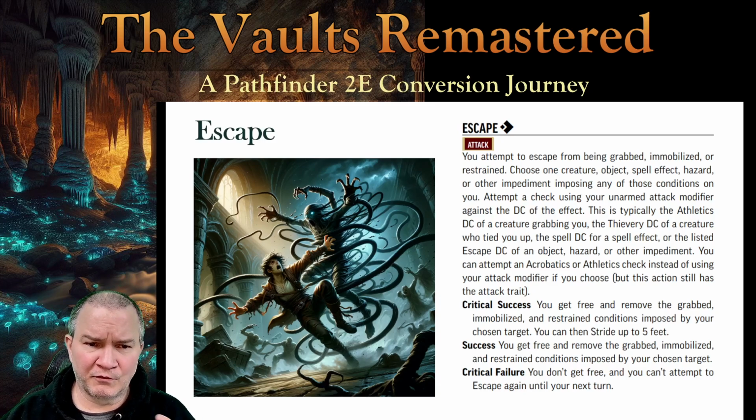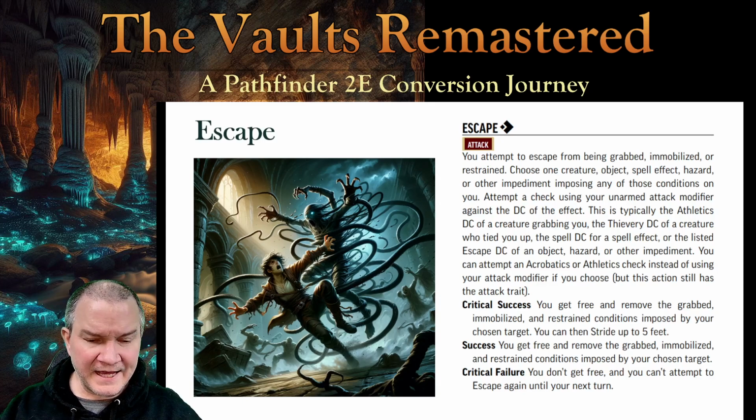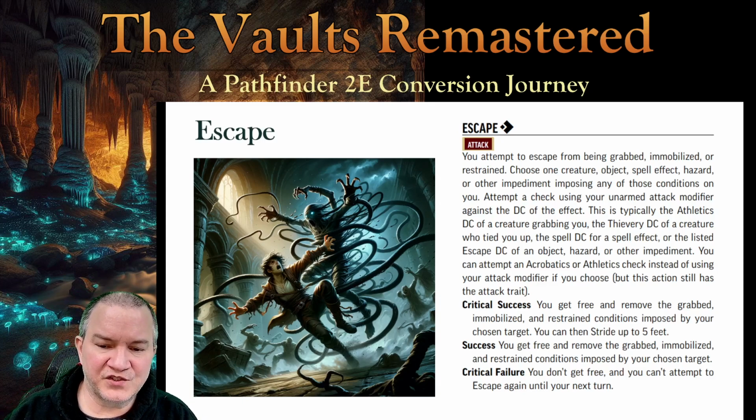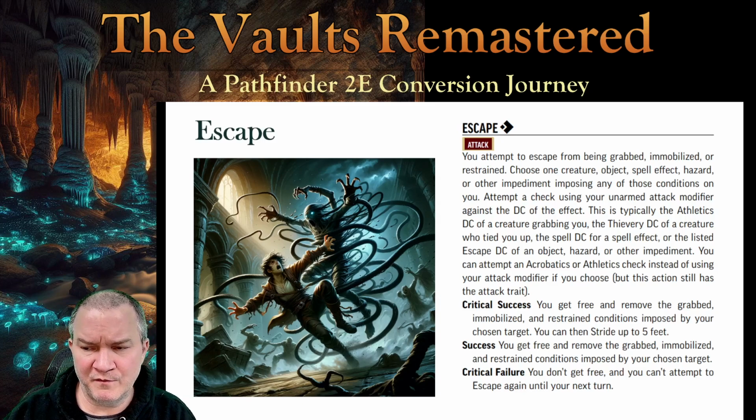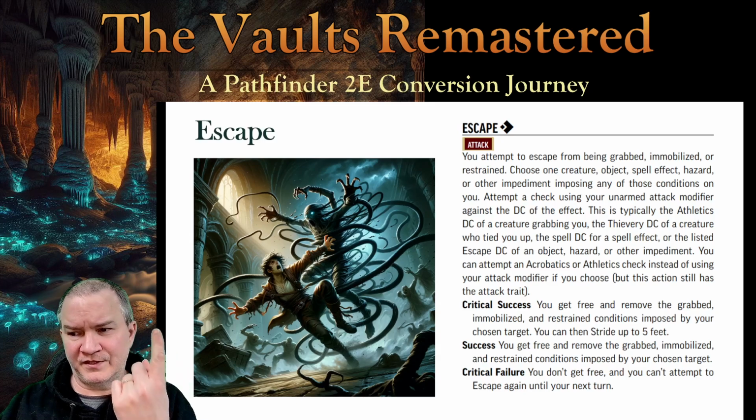Now, you go ahead and you roll against the DC that has you restrained. And then it's got variable degrees of success, like many things in Pathfinder. So if you roll 10 higher than the DC that you needed, you get a critical success. So you get to break free, and it says that you can stride, which is moving. That's the basic movement action, up to 5 feet. So you get loose of the grabbed, immobilized, restrained condition by one of the targets you chose, by the way.